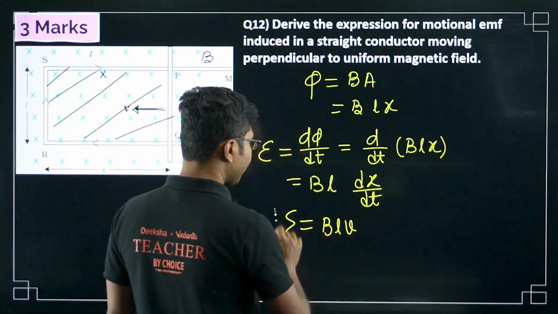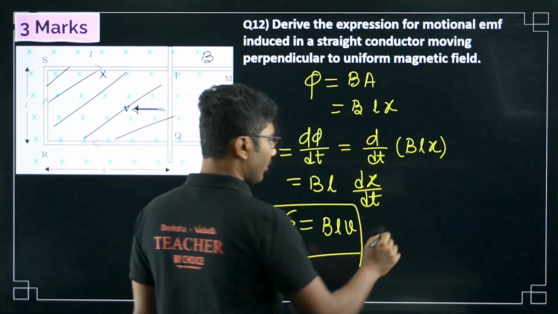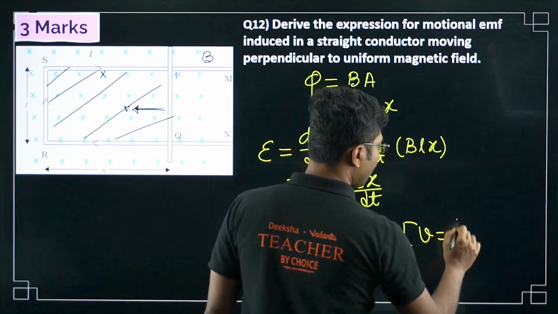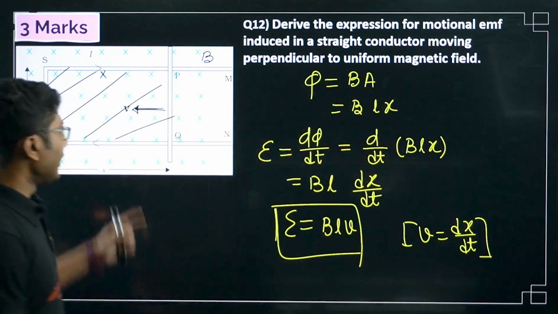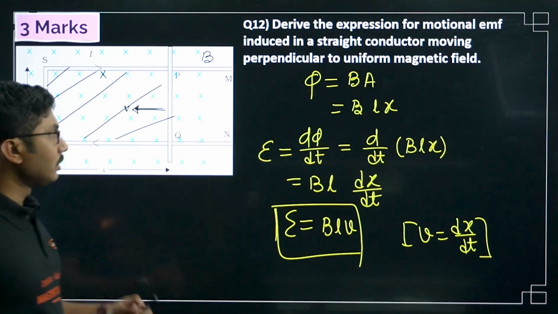So induced EMF is BLv. You have to write in the bracket v is equal to dx/dt. Very simple, easy derivation, and with the diagram you can score full 3 marks.